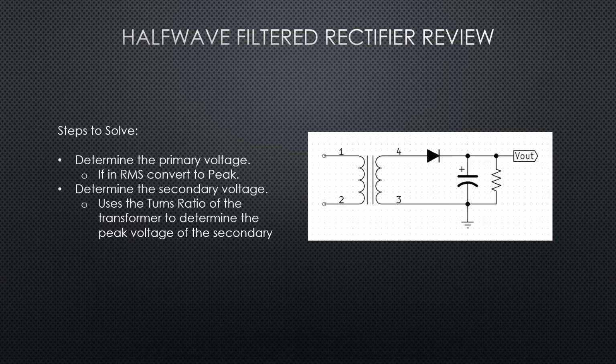So the first thing we need to do is determine the primary voltage. That would be what's across here from pins 1 to 2. And if that voltage is given in RMS, we'd want to convert that to a peak voltage. And then once we've got the peak voltage, we can use the turns ratio of the transformer to determine the secondary voltage.